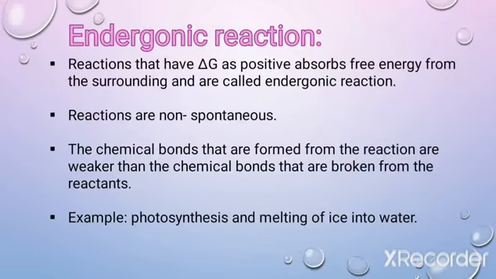Endergonic reactions are the reactions in which the value of delta G is positive, and these reactions absorb energy from the surroundings. These reactions are non-spontaneous and the chemical bonds that are formed in the reaction are weaker than the chemical bonds that are broken from the reactants. Examples are photosynthesis and melting of ice into water.